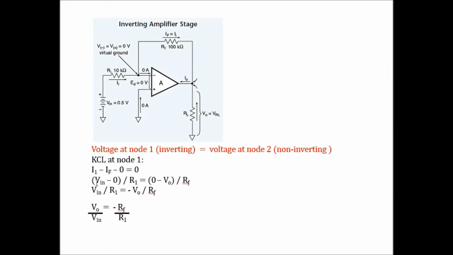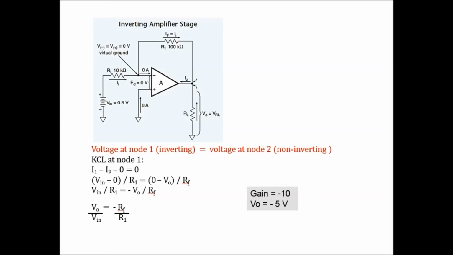It means that the output will be inverted. That's why in this example the gain is minus 10, because it's 100 over 10, 100 kilo ohm over 10 kilo ohm. Make sure the unit is the same. So if my input voltage is 0.5, it will be amplified by a factor of minus 10, which means that the output will be minus 5.